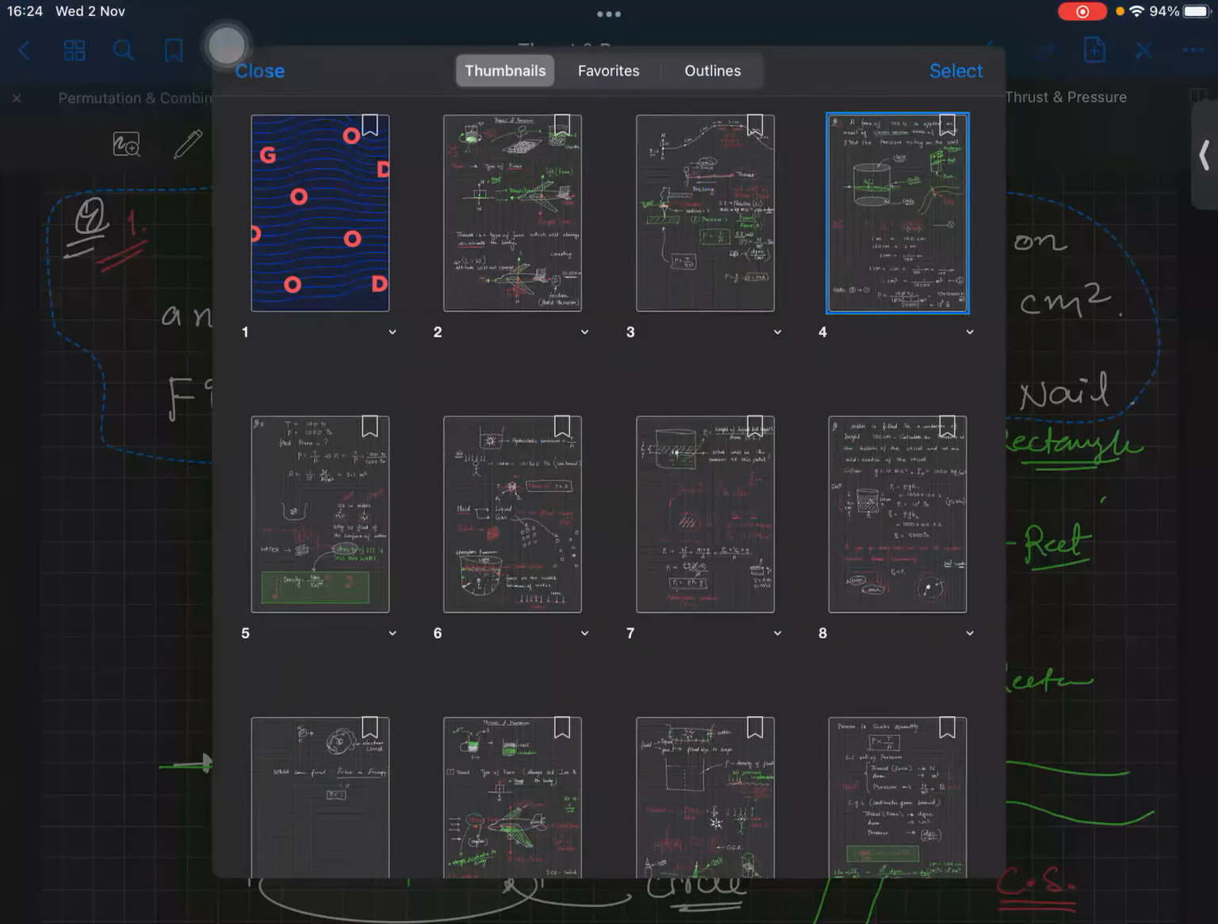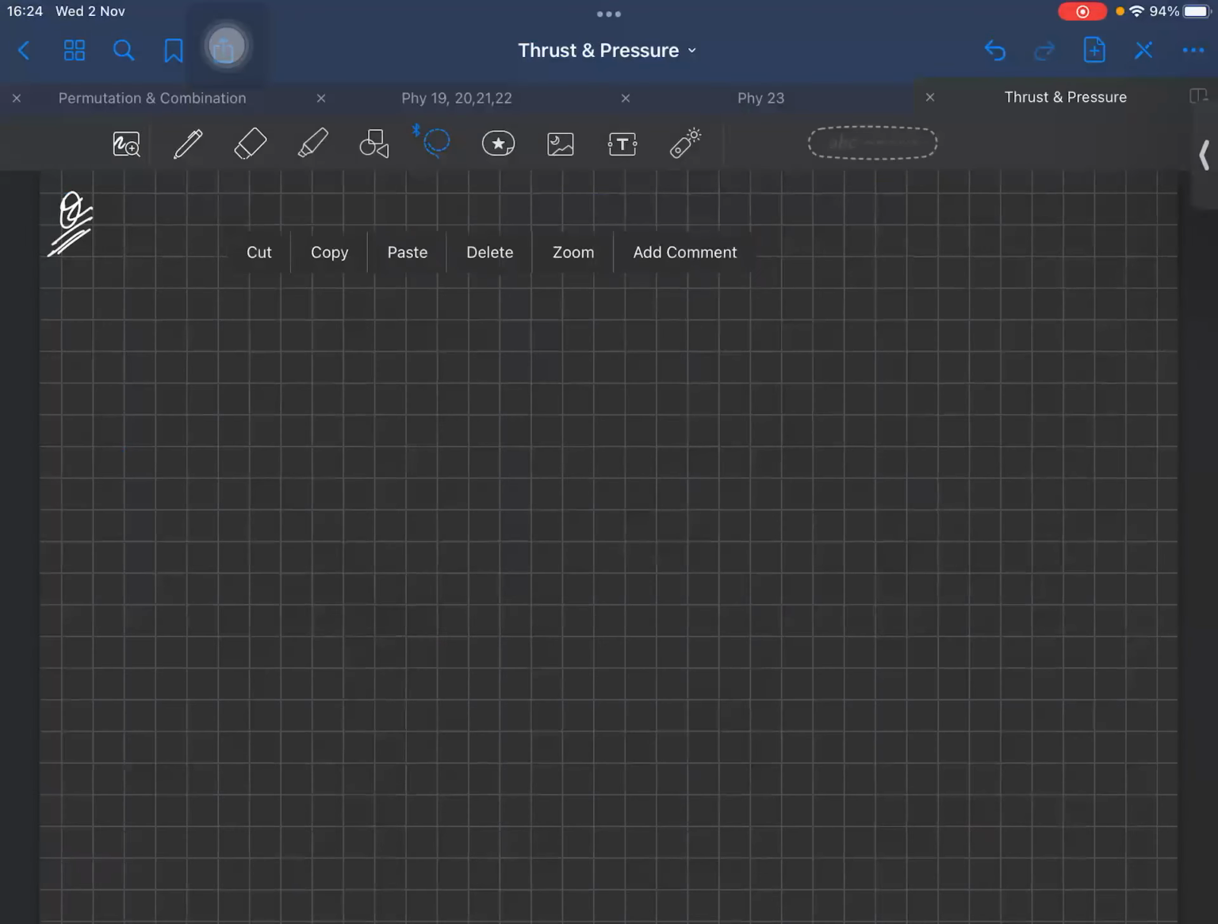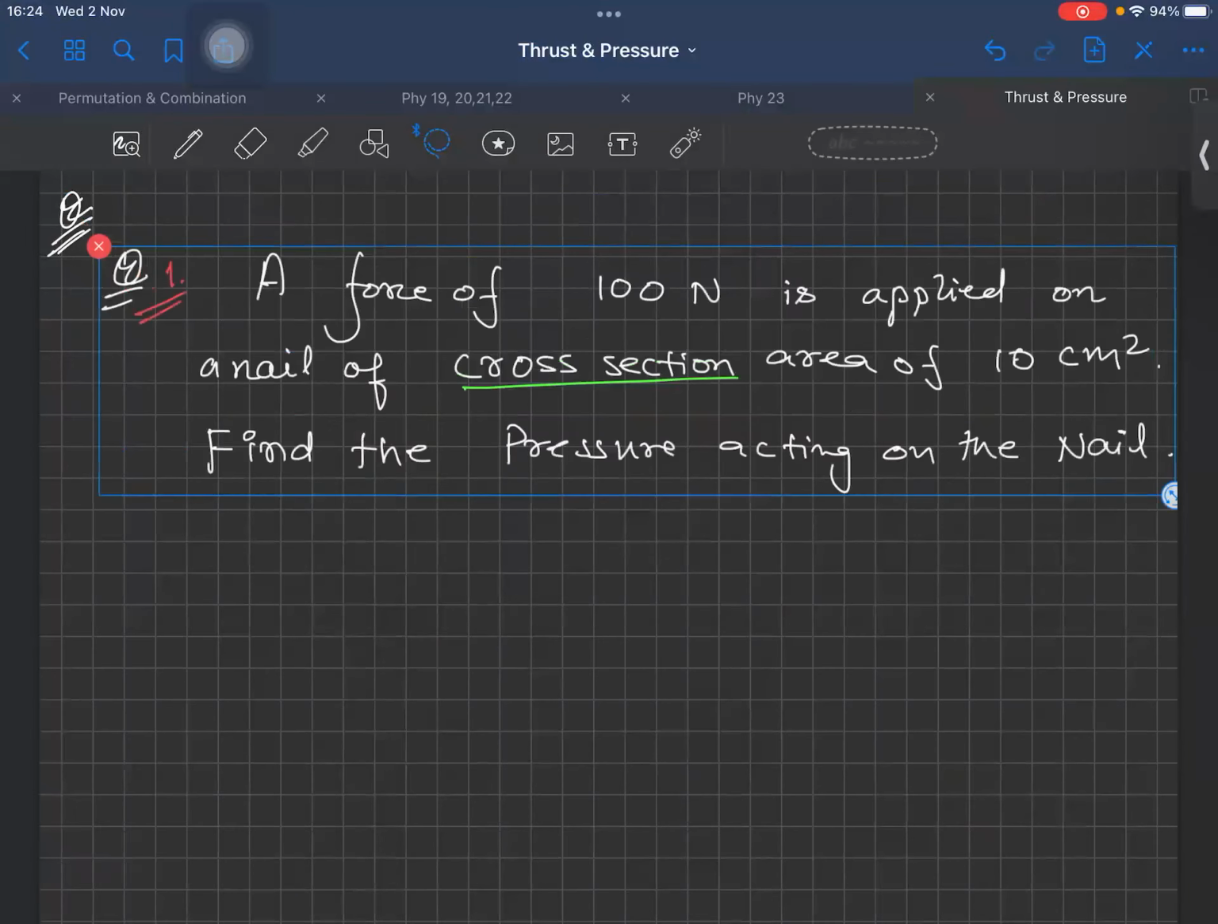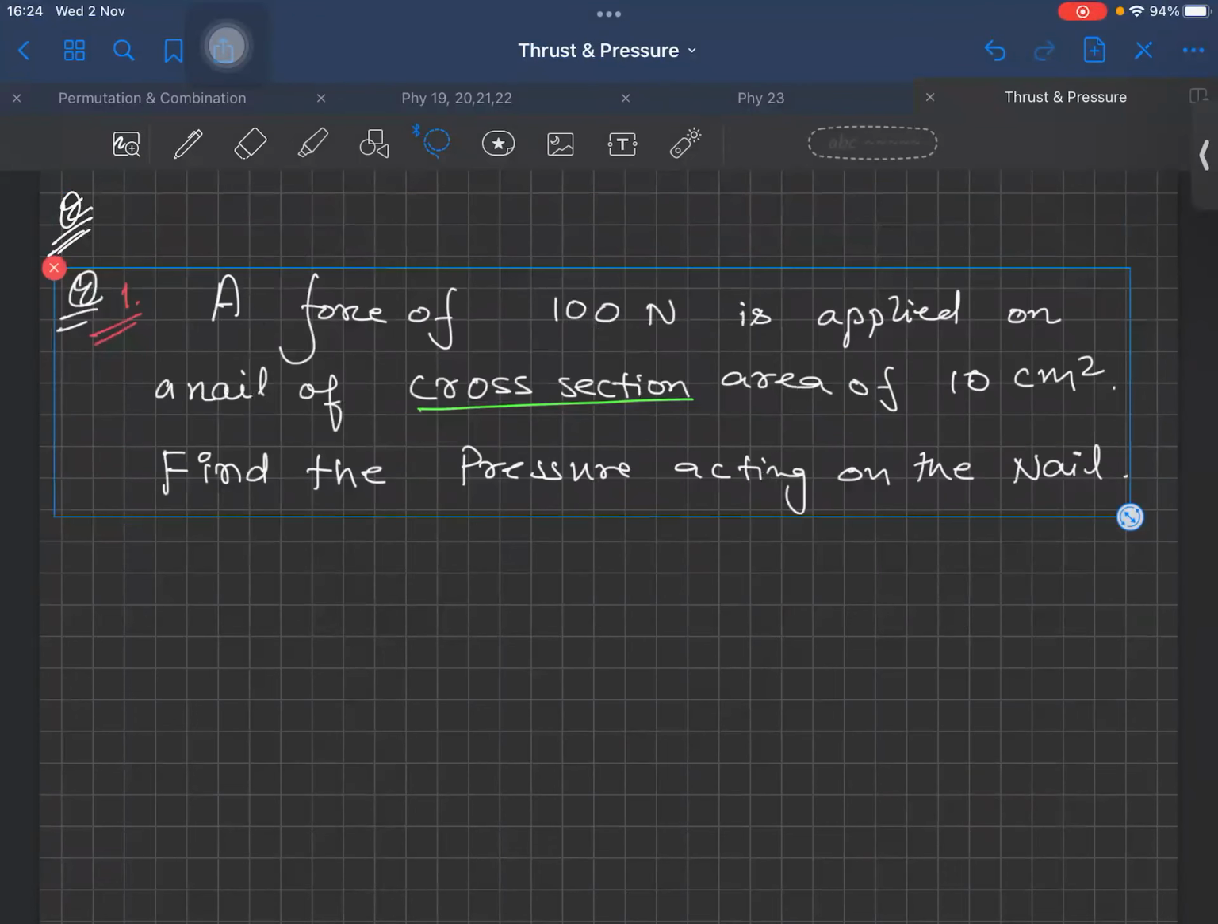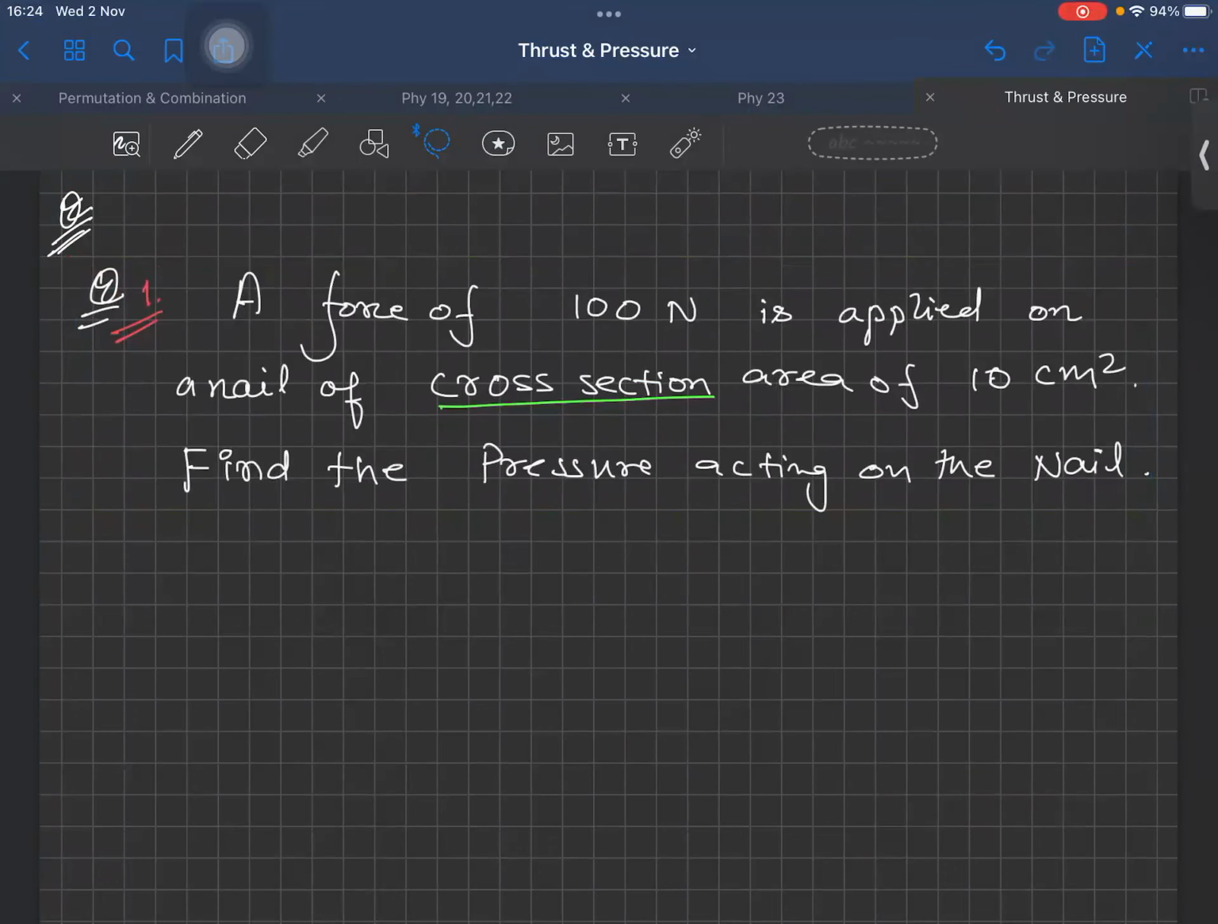Do this problem. Okay, do this problem. Do you want me to read it out?